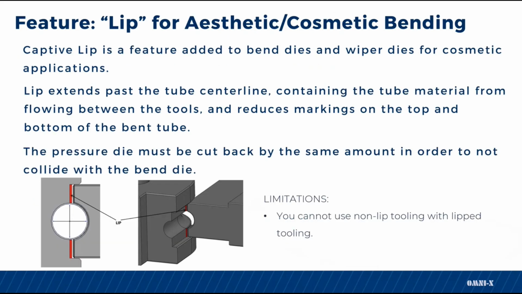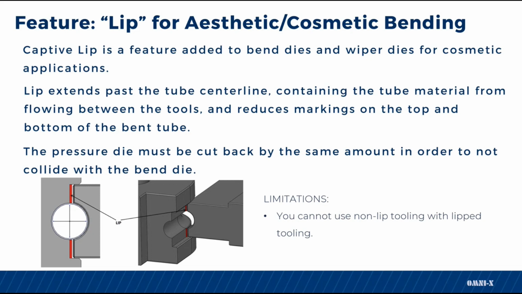Next, we will highlight an optional feature called lip or captive lip. Lip is a feature that is added to bend dies and wiper dies for cosmetic applications. Lip is an extension of the bend die tube groove that extends past the tube center line and contains the tube material from flowing between the tools. This reduces markings along the top and bottom of the bent tubes.